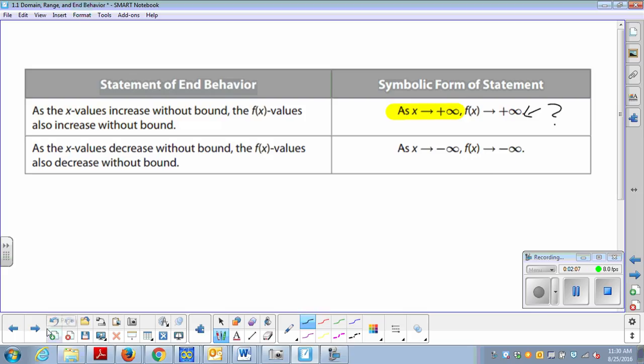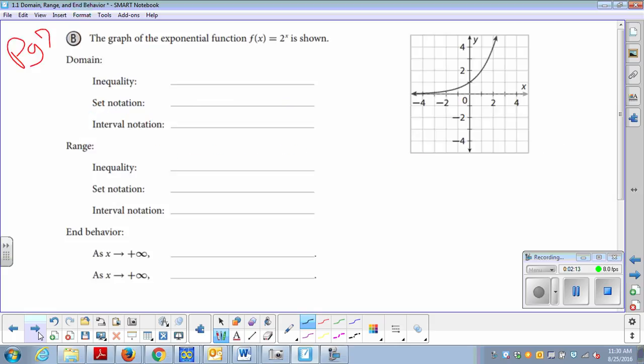All right, so let's take a look at an example. Now, the first thing we want to do is list the domain. There are three ways to list it: inequality, set notation, and interval notation. Same thing for the range. And then the next thing we're going to do is find the end behavior as x goes to infinity and negative infinity.